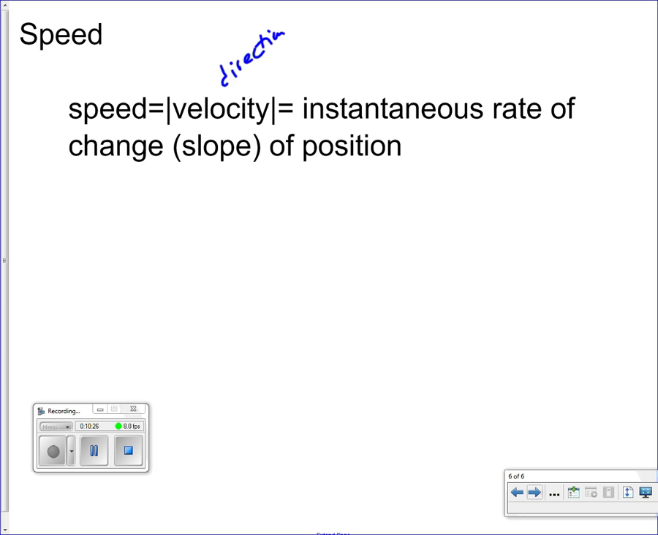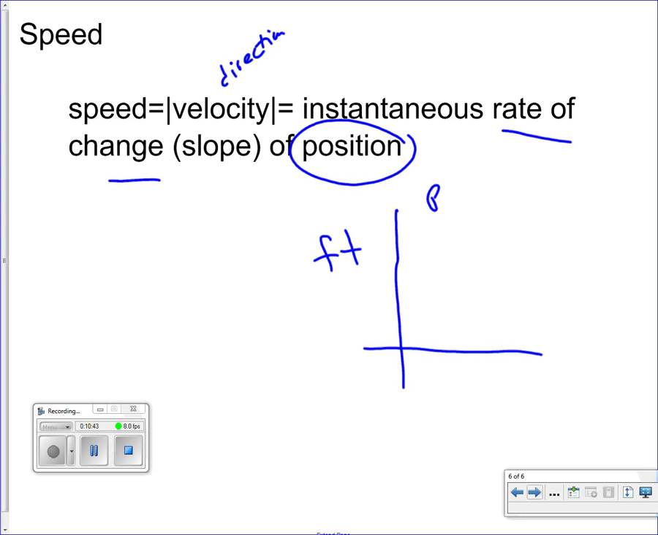Speed and the positive velocity, they are just the instantaneous rate of change of position. That's how position and speed are related. So your position is measured in feet. And if we were to graph your position, we would measure your feet over time in seconds. So the rate of change, remember, is your slope. So the slope would be the changes in the y's over the changes in the x, right?